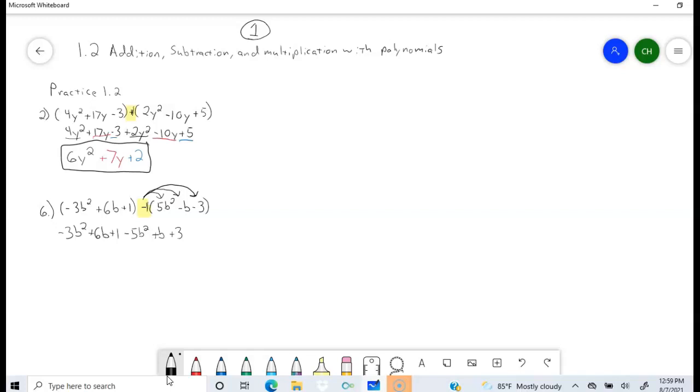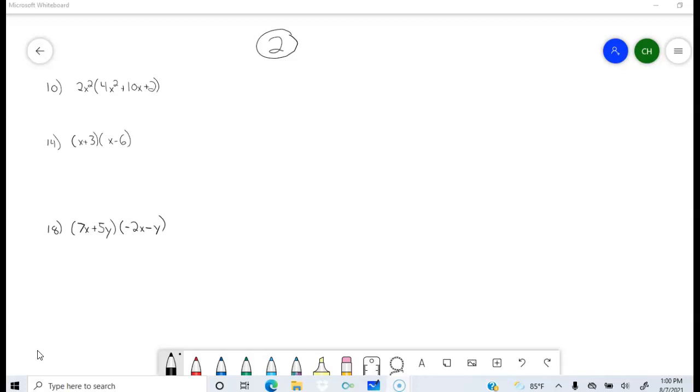Now I'm going to combine like terms. I have a minus 3b squared and a minus 5b squared. Negative 3b squared minus 5b squared is going to be negative 8b squared. Then I've got 6b and 1b. 6b plus 1b is plus 7b. Then I've got 1 plus 3 is a plus 4. And that is my solution.